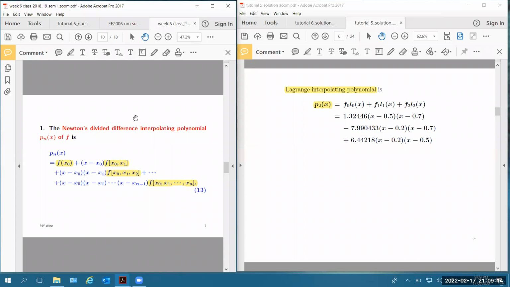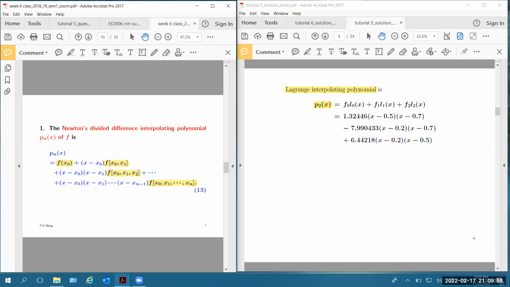So this is the Newton's divided difference interpolating polynomial Pnx of the function f. Right. So this is the expression. Pnx equal to fx0 plus x minus x0 times this. You see this thing, right? It's actually divided difference. And then plus this one times this. This one is actually divided difference. And then the last term is like that. And this is also divided difference. Okay. And this method is actually developed by Newton. So that's why we call it Newton's divided difference interpolating polynomial. Is it okay? All right.